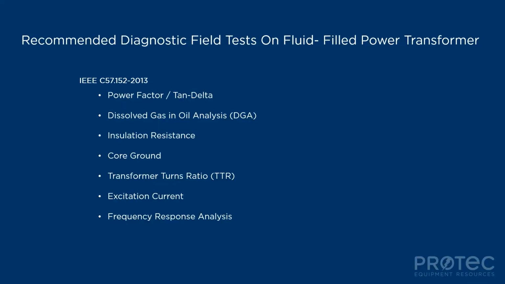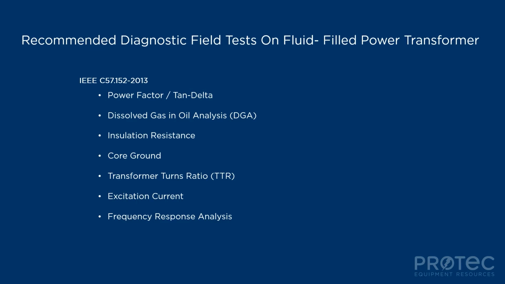Going on to the first slide here, we want to point out that there's a standard that guides a lot of our testing, and IEEE Std C57.152 is one that spells out the recommended diagnostic field test on fluid-filled, liquid-filled power transformers. When you get into some of these larger transformers, they actually are insulated with oil and with cellulose products for solid insulation, a combination of those two things. Some of the tests that are spelled out in this standard is power factor testing. Some would refer to it as tan delta testing, and they're very, very similar.